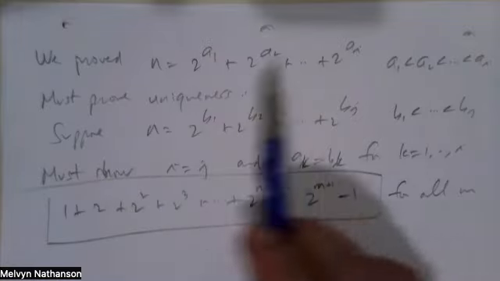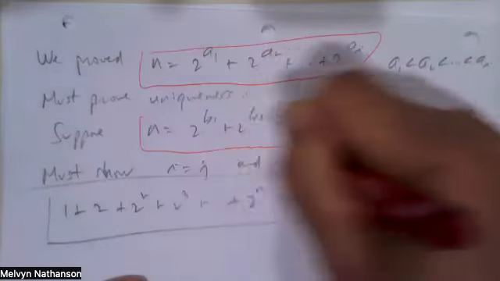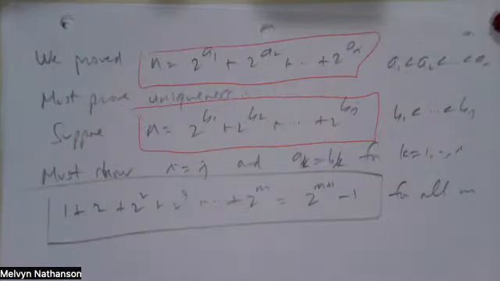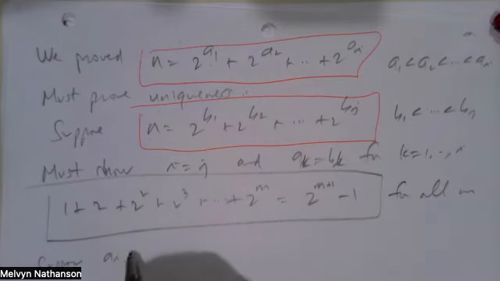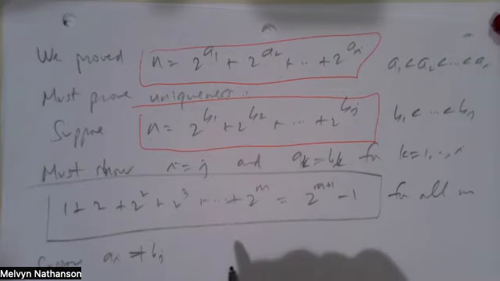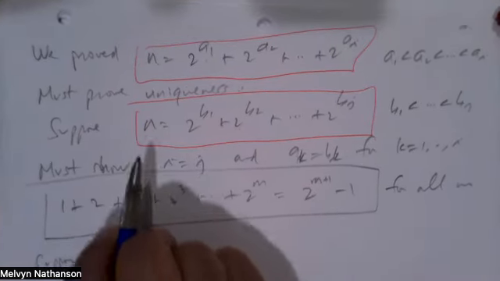Here we have two representations of n. Suppose the highest power of 2 is different. ai is different from bj. Well, if they're different, one's less than the other. So we can suppose that, let's say, ai is less than bj. Then what can we say about n?